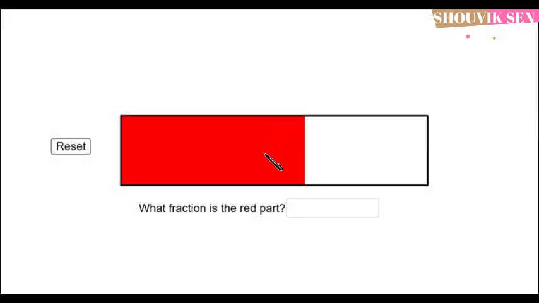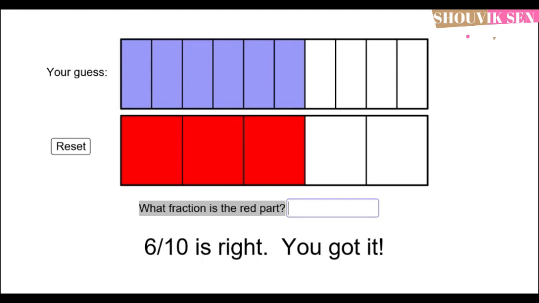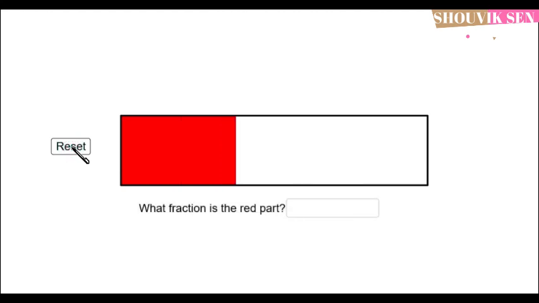Alright, can you guess for this? I will guess what that can be. That is definitely more than half, right? So can I say 6 by 10? Oh yes, it's correct. 6 by 10 is correct. And you can also see that it is also 3 by 5. The red part is also 3 by 5. I guessed 6 by 10, and 3 by 5 is equivalent to 6 by 10. We will study that in equivalent fractions, and how we get equivalent fractions we will discuss in the next class.